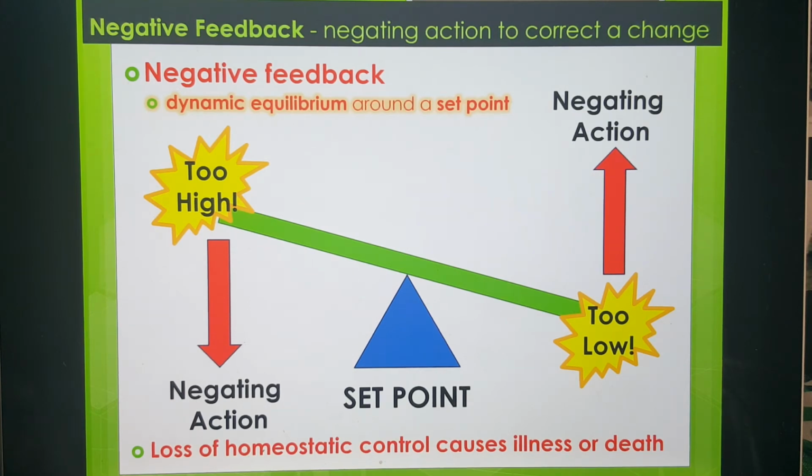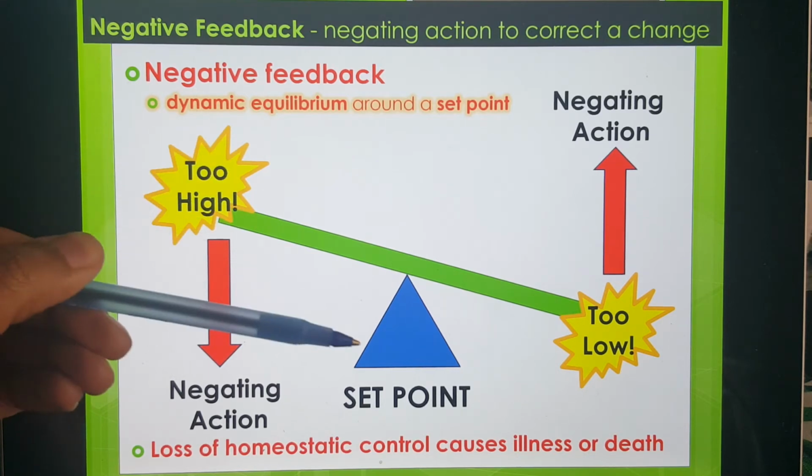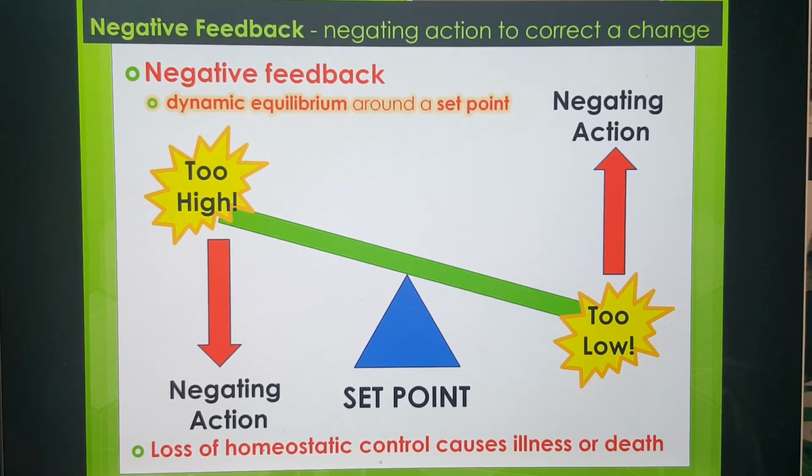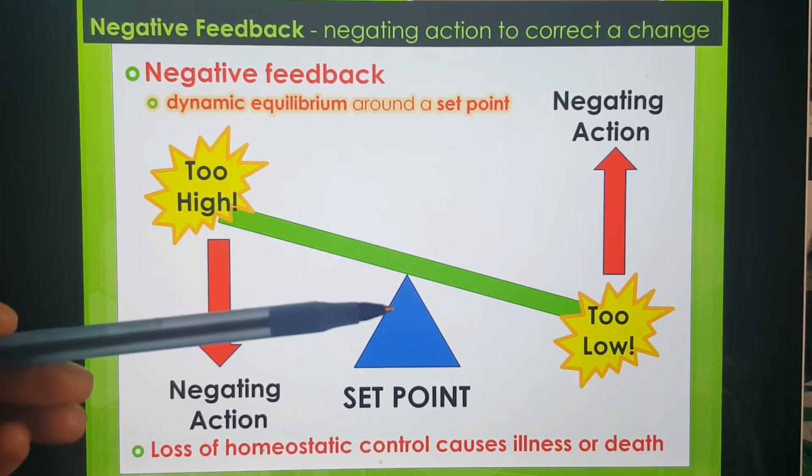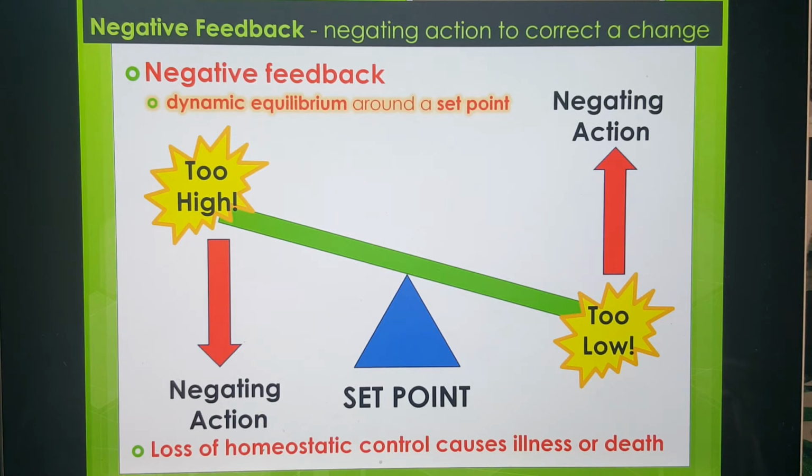So in order to keep this balance, we have a situation called negative feedback. We have a set point. That set point will be your normal body temperature, 37 degrees Celsius or 98.6 degrees Fahrenheit. Let's say you're outside, it's super hot, like it is right now, so your set point's off, it's now too high. Your negative feedback will have some kind of negating action to correct whatever's too high or too low. Your negating action is going to shift you back towards that set point and get things back in balance.